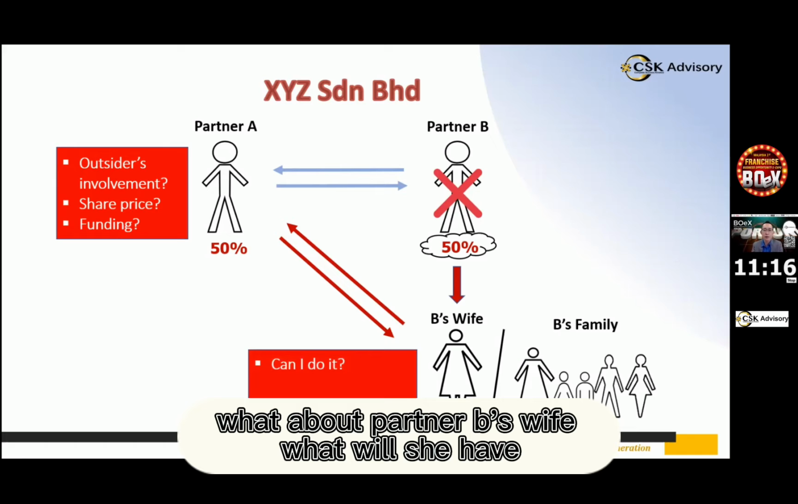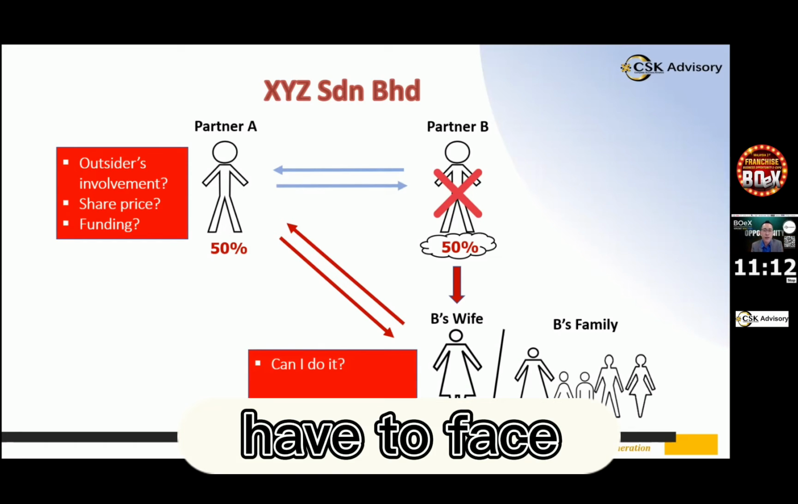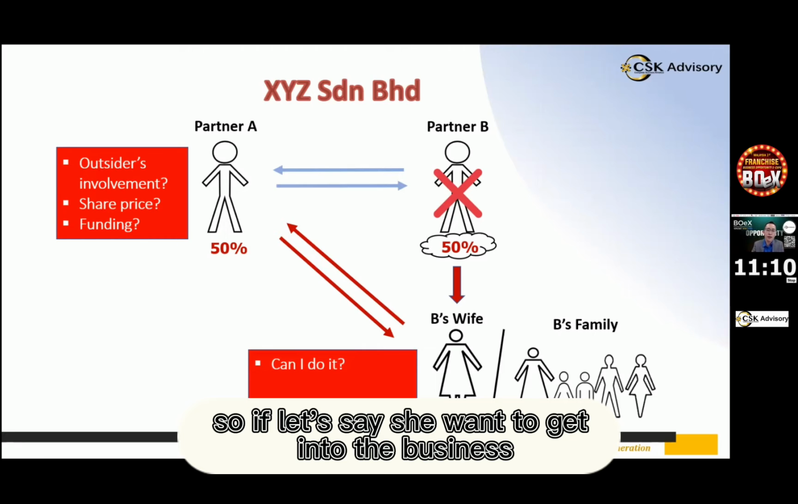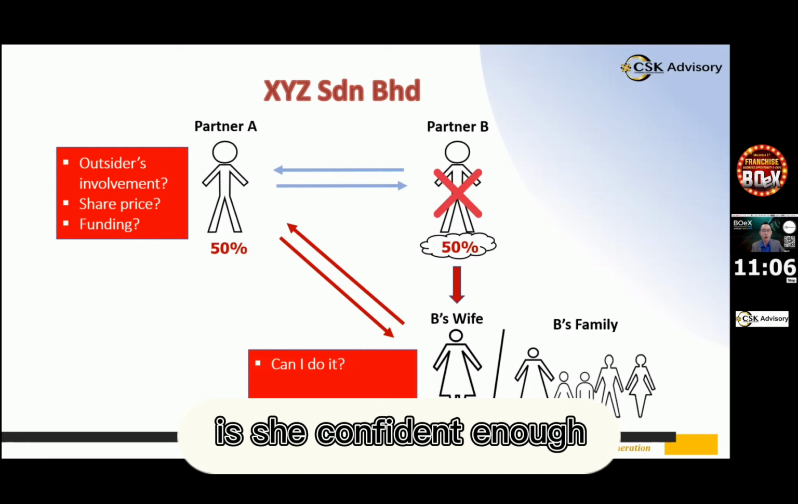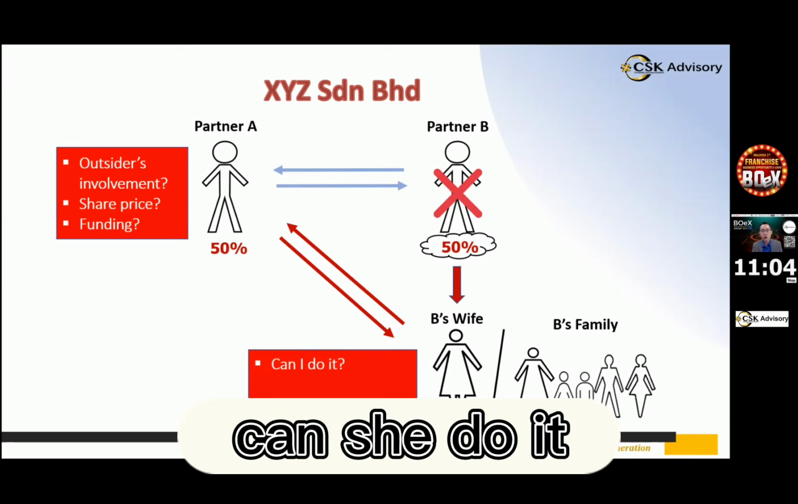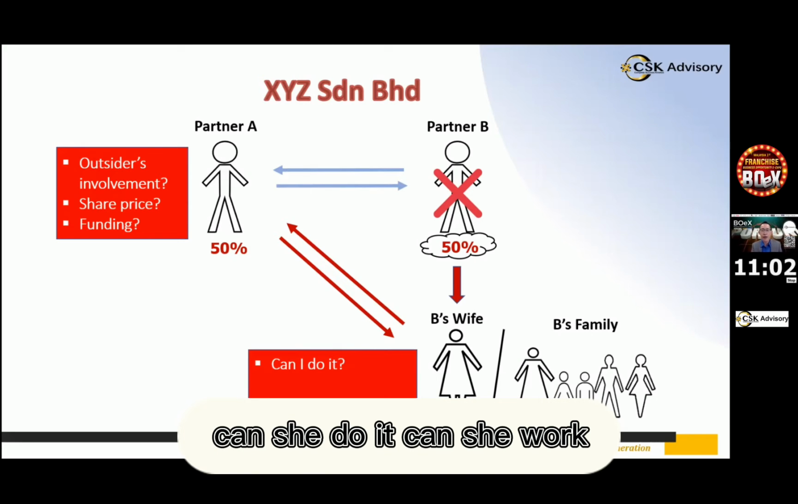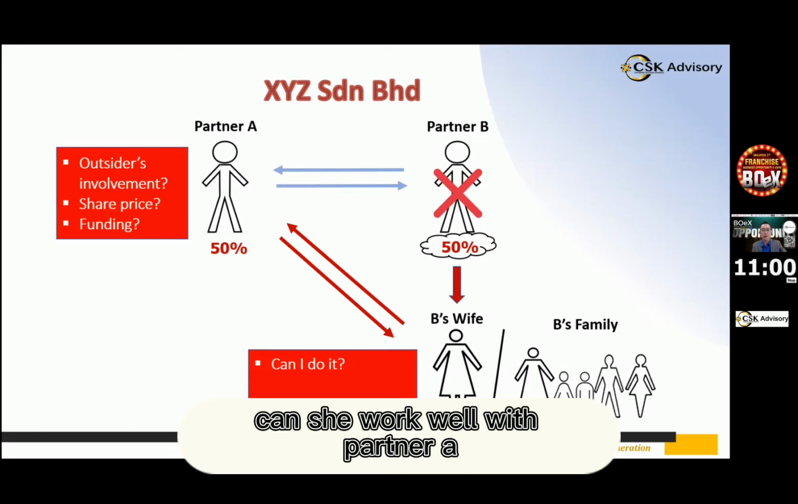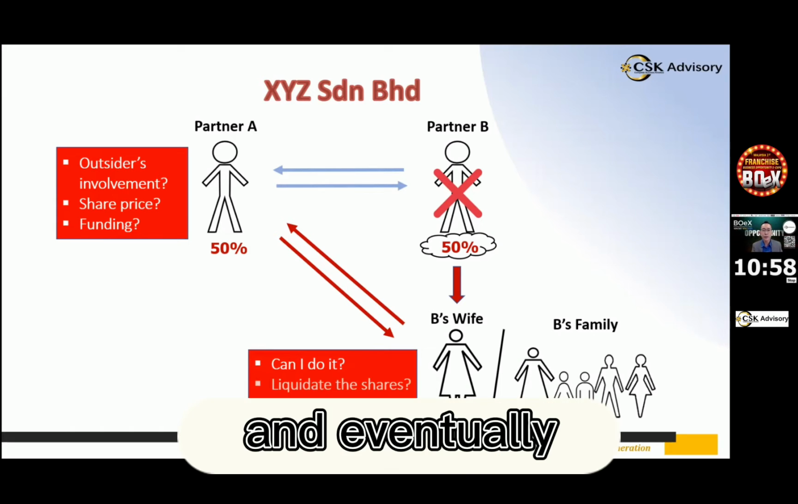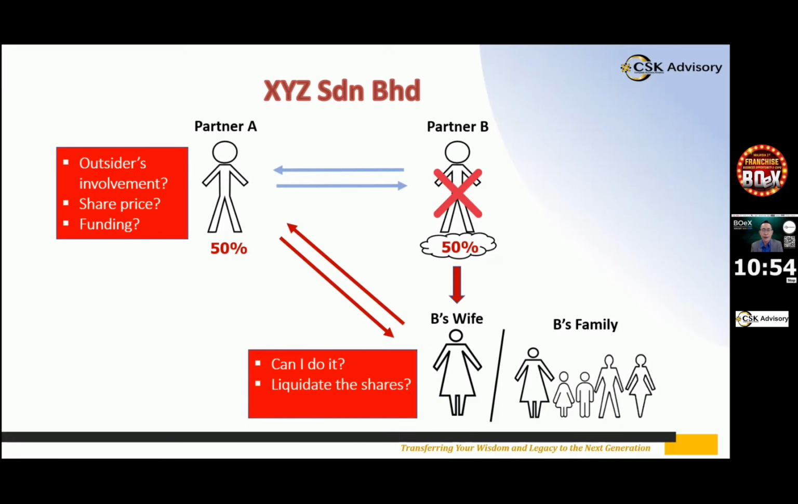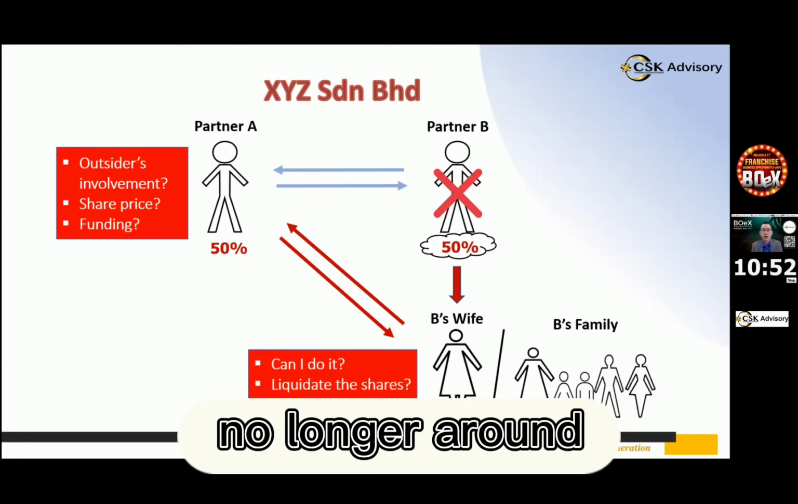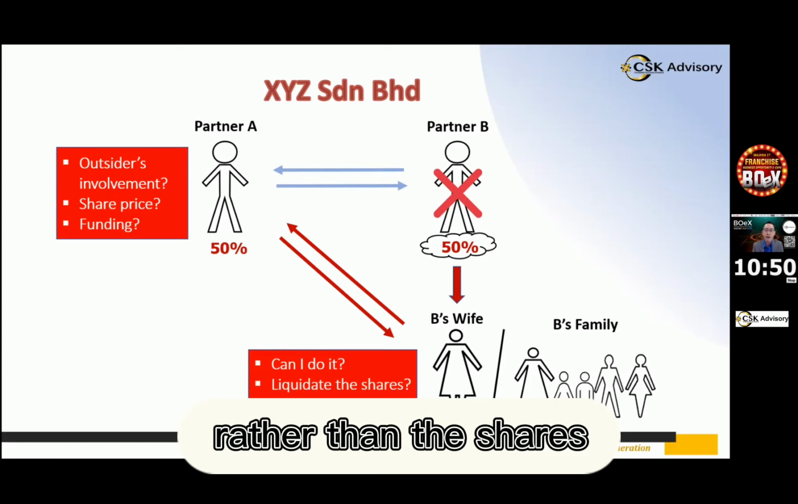What about partner B's wife? What will she have to face? If let's say she wants to get into the business, the first big question is, is she competent enough? Can she do it? Can she work well with partner A? And eventually she might just want cash. I think for most people, if the husband is no longer around, the wife just wants the money rather than the shares.